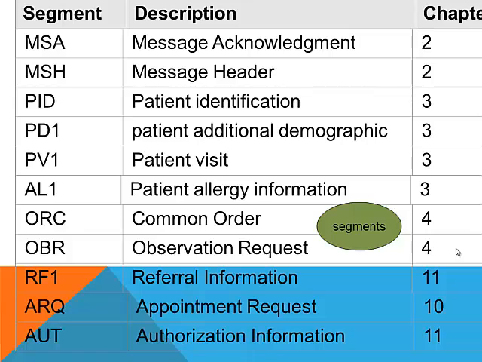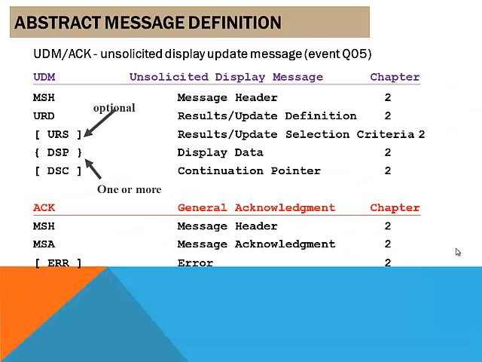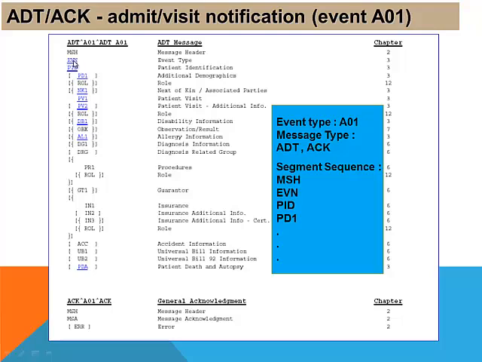Now let's talk about the segments. As we just talked about the message, we know a message is composed of different segments. So for different segments, we have a key identification code to identify these segments. For example, the message header can be identified by the 3 character code MSH. Event type can be identified by EVN.